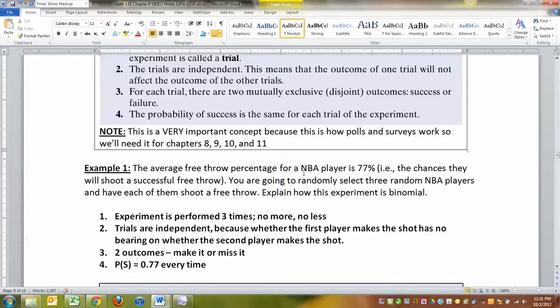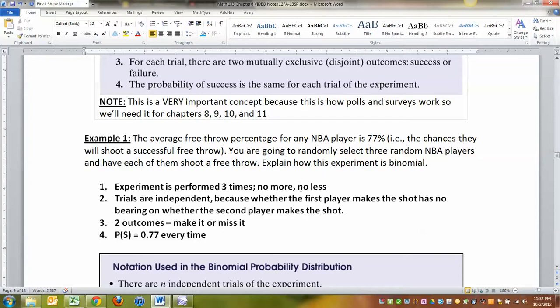All right, so let's look at our free throw example again. Say I have an NBA player, or to be honest, any NBA player, whose chance of shooting a successful free throw is 77%. I got that number, I believe, from NBA.com. But anyway, you're going to randomly select 3 NBA players and have each of them shoot a free throw. Explain how this experiment is binomial. So it's performed 3 times, no more, no less. It's fixed, right? Each one of them shoots a shot. There's 3 players. The trials are independent of each other.